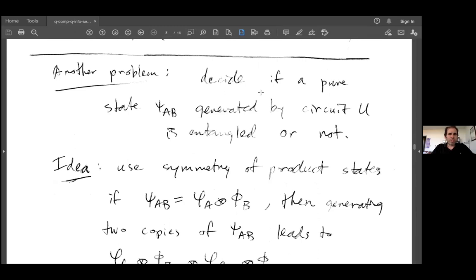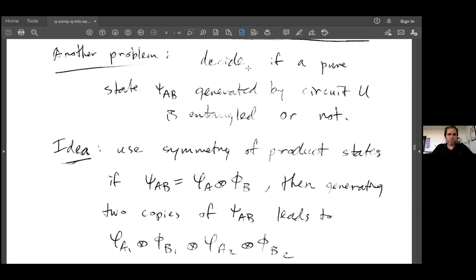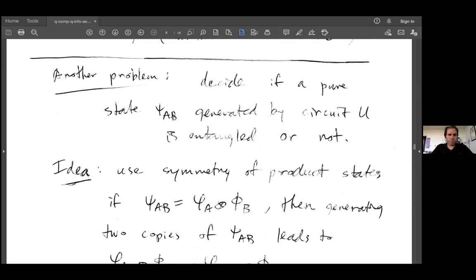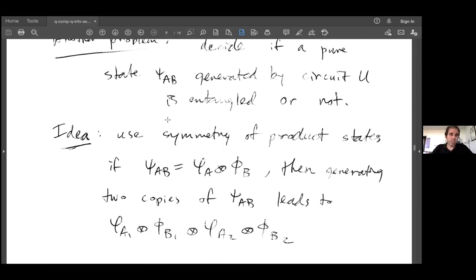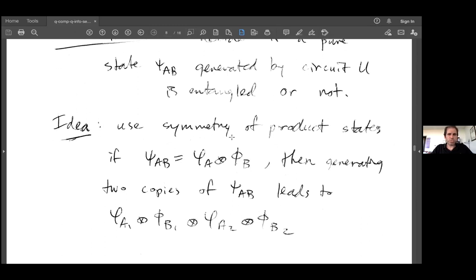Another problem of interest is to decide if a pure state generated by a circuit is entangled or not. So here I want to assume, to begin with, let's just assume that the state is product for the sake of argument. So the idea for testing whether the state's entangled or not is that we'll use symmetry of product states. So what do I mean by this? If the state's product in this form where phi and this one is called var phi in LaTeX and this one's phi.